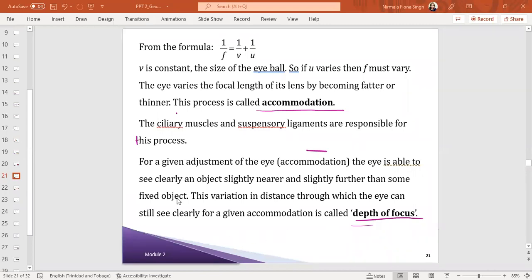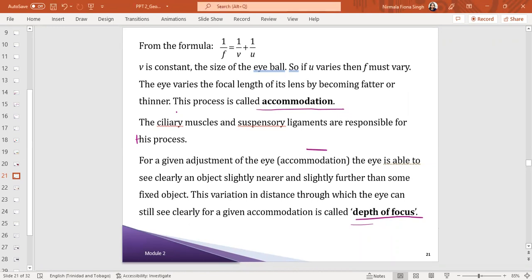So this variation in the distance through which the eye can still see clearly for a given accommodation is called your depth of focus. Now, your depth of focus is not large. It's really small, right? Well, for us as humans, it is.